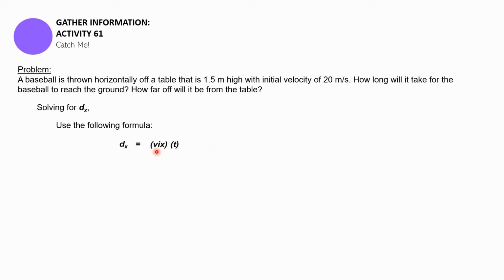Okay, so the initial velocity along the horizontal is equal to 20 meters per second. Remember that the baseball was thrown horizontally off a table. And then the time is equal to 0.55 seconds. Now, if you are going to multiply these, you will be getting meters per second multiplied by second, and that is going to result in meter second over second, and you will just have to cancel out the second, that unit. And you will be left with meters, which is the correct unit for distance. The correct answer for this part is 11 meters.